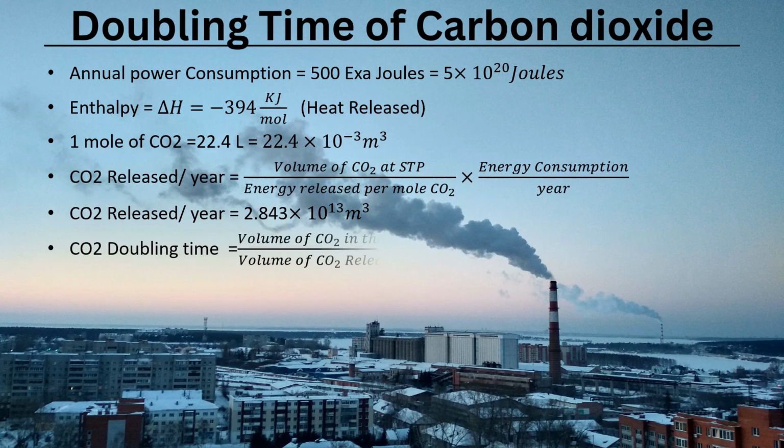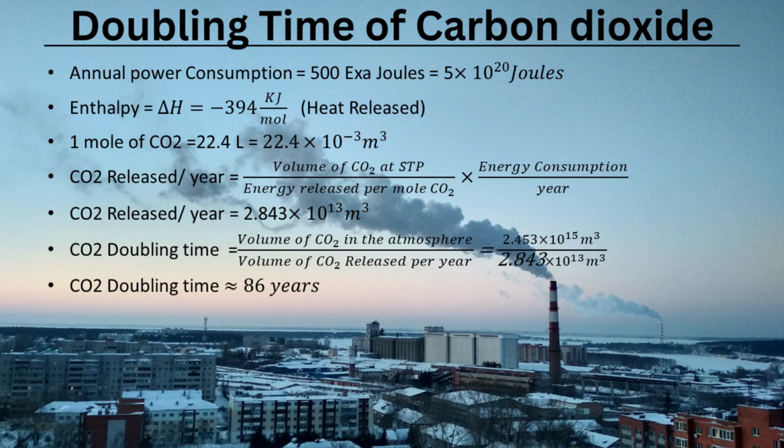If the emission rate remains constant, the doubling time will be equal to the volume of carbon dioxide in the atmosphere divided by the volume of carbon dioxide released per year, which will be equal to 2.453 multiplied by 10 raised to the power 15 meters cube divided by 2.843 multiplied by 10 raised to the power 13 meter cube, which will be equal to 86 years. So what's the doubling time? The present amount is divided by the annual release, giving us approximately 86 years.